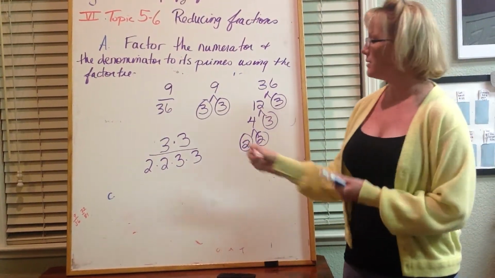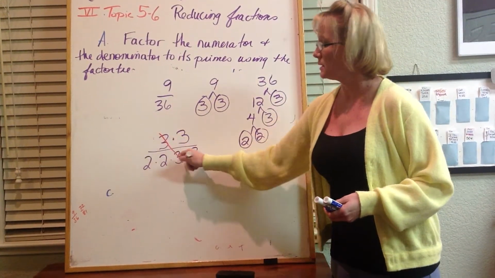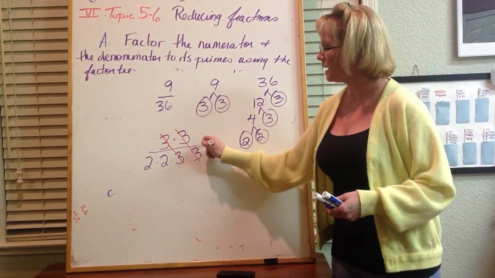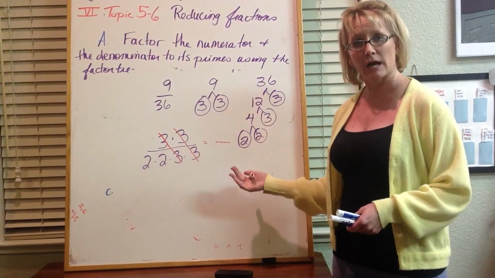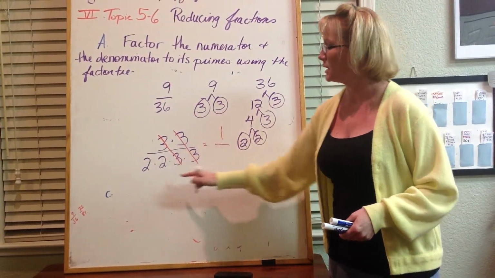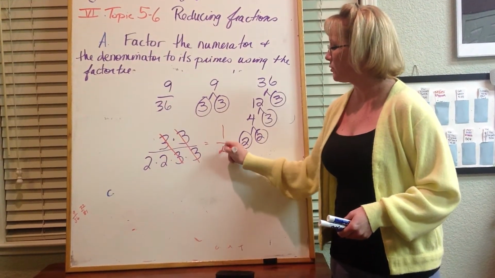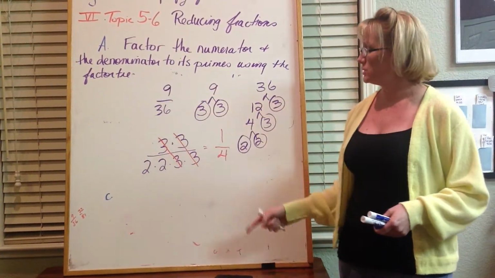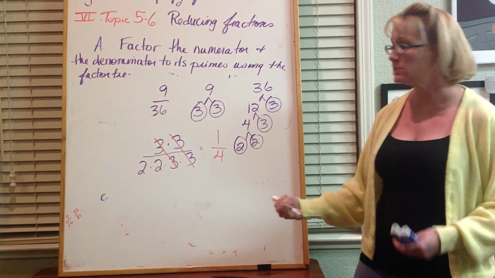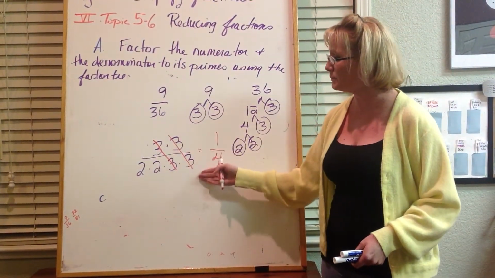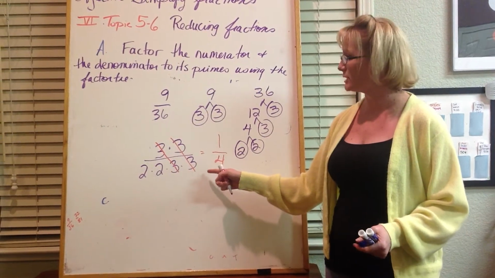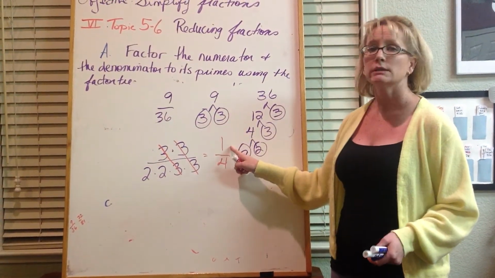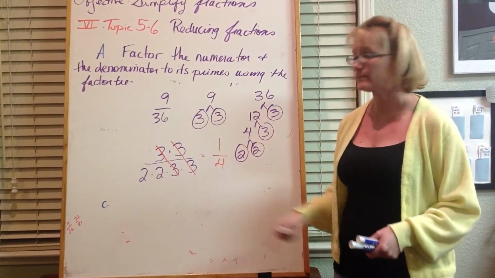So when I go to cross them out, I have a 3 on top and a 3 on the bottom, a 3 on top and a 3 on the bottom. Uh-oh, I have nothing left on top. When there's nothing left on top, you're going to write a 1. And 2 times 2 equals 4. 9/36 reduces to 1/4. What did I really do? I really divided the top and the bottom by 3 times 3, or 9. That's the greatest common factor, 9. 9 divided by 9 is 1, and 36 divided by 9 is 4. That's it.